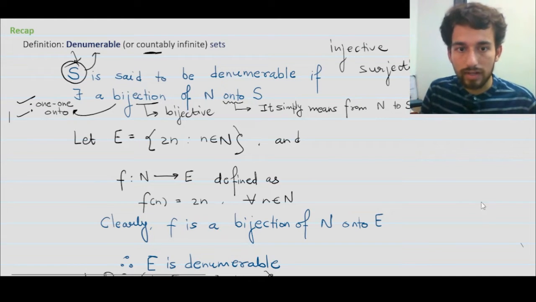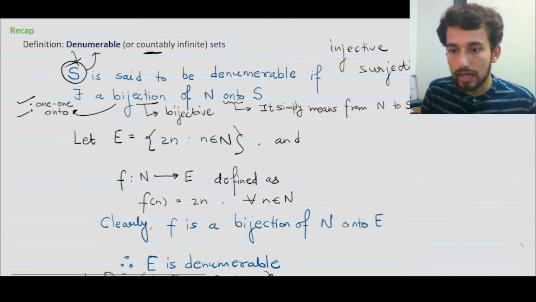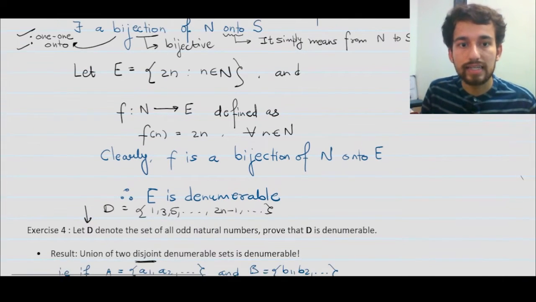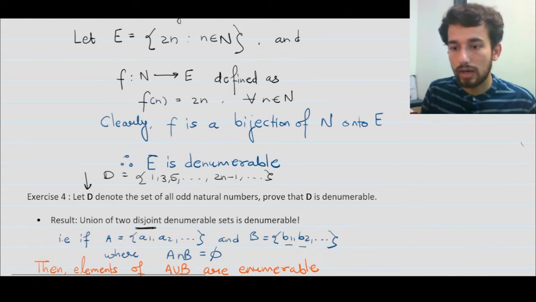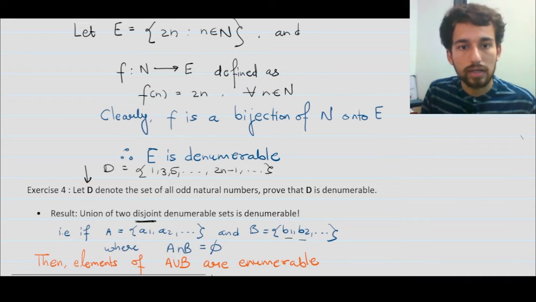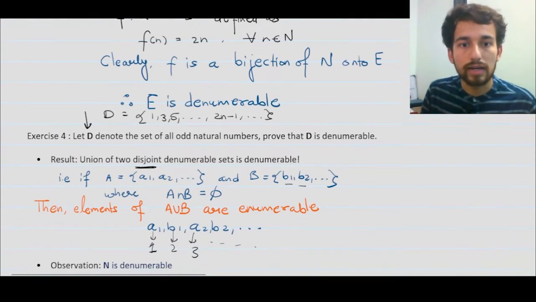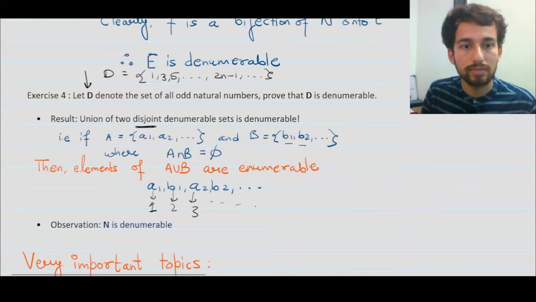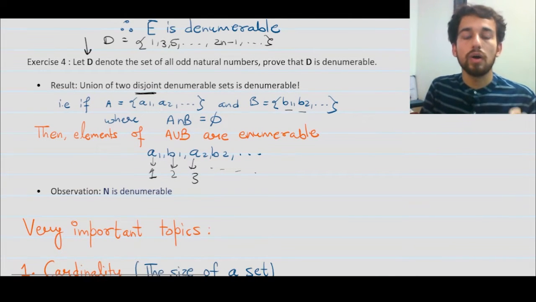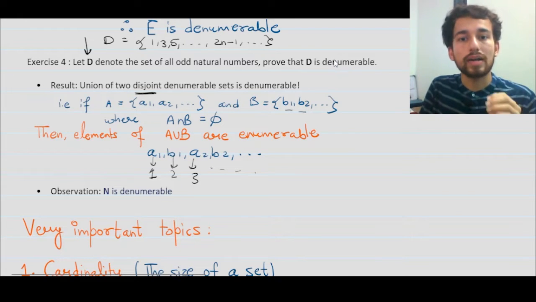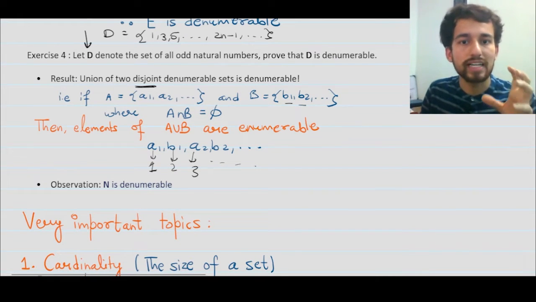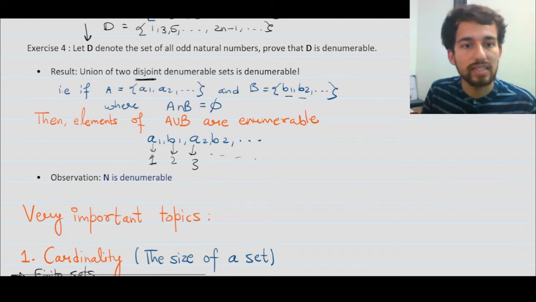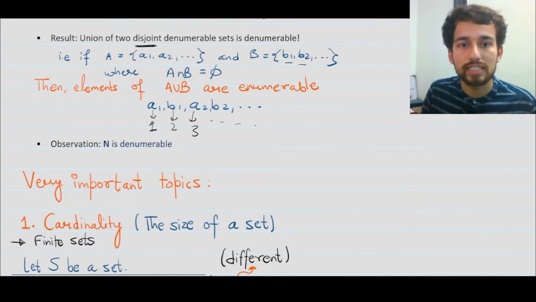Now, I explained this example in the last lecture: the set E of 2n, the set of even natural numbers, forms a countably infinite set, or denumerable set. You can understand this very easily. Similarly, the set of odd positive integers, or odd natural numbers, again forms a countable set. This was very clearly explained in the last lecture, and you may visit the explanation there.